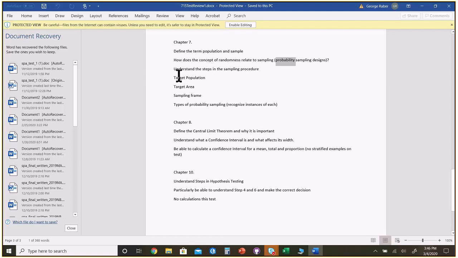Okay. So you need to go review the steps in the sampling procedure. Then you need to be able to define target population, target area, sampling frame, which are all part of this process. And then you need to be able to recognize different types of probability sampling. What I'm talking about here is stratified, systematic, those sorts of things. They're defined in the book.